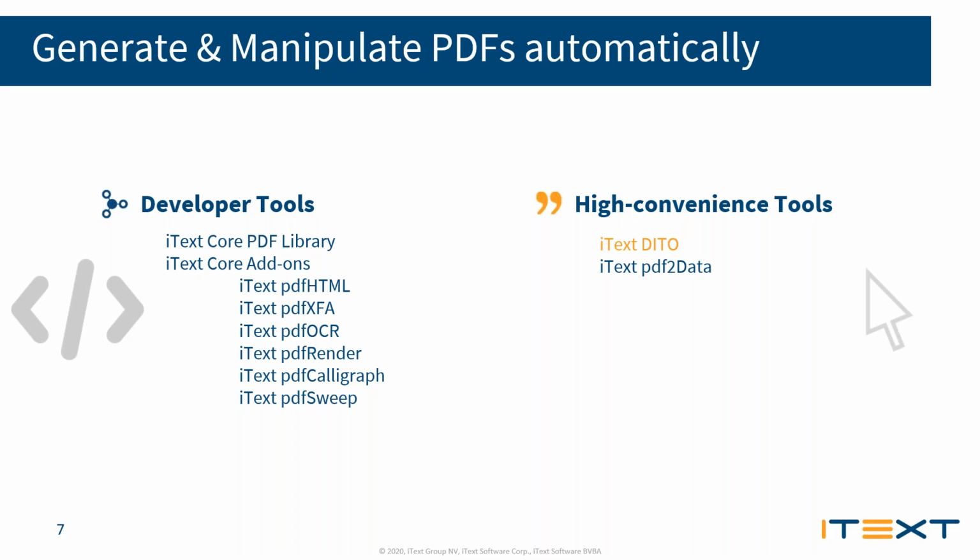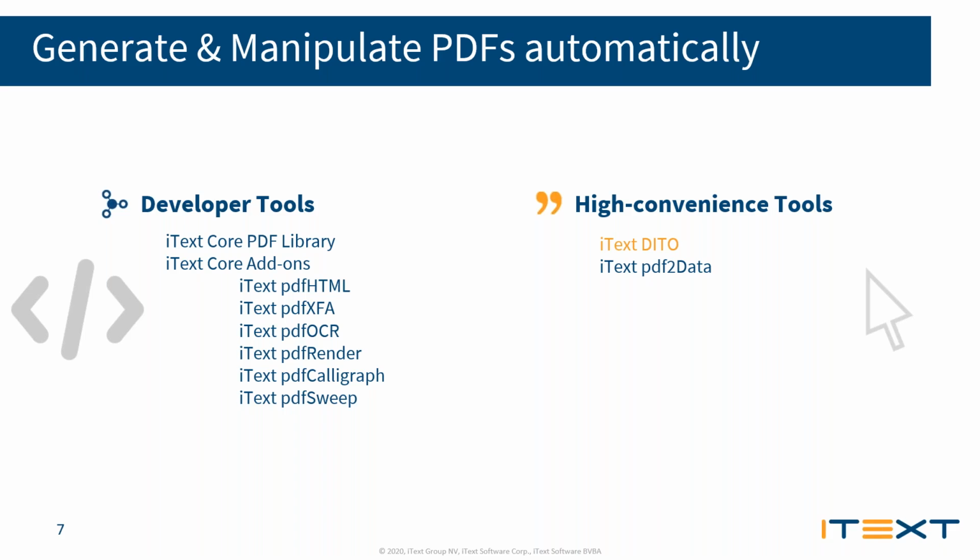So a couple of years ago, we started thinking about expanding that tool set, creating also a couple of what we would call high convenience tools. The high convenience bit is about the fact that the tools in that product line also have components that non-developers can use, business users, like normal mortal people, can actually use. In these high convenience tools, basically iText Ditto is the exponent of that.